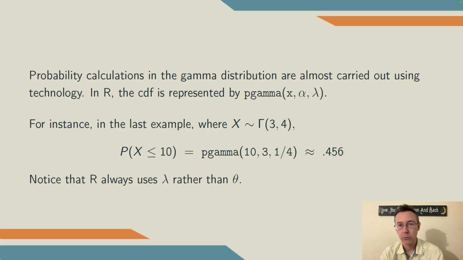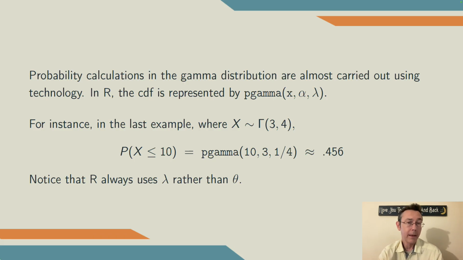Now, it's not a lot of fun to evaluate probabilities in this way by plugging into this summation formula. So we almost always do probability calculations in the gamma distribution using technology. I use R, where the CDF is represented by the function pgamma. You need to feed it the value of interest, the parameter alpha, and then the parameter lambda. So for instance, in this last example where we were talking about a gamma distribution with parameters alpha equals 3 and theta equals 4, we compute the probability that x is less than or equal to 10 by writing pgamma(10, 3, 1/4), and that gives us 0.456.